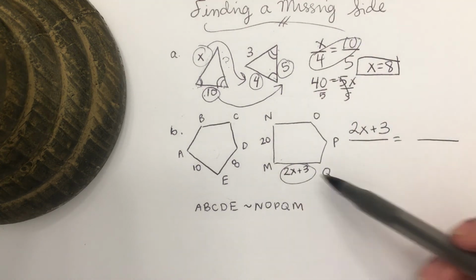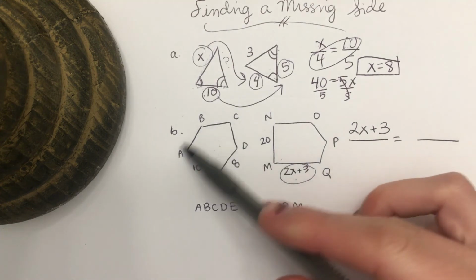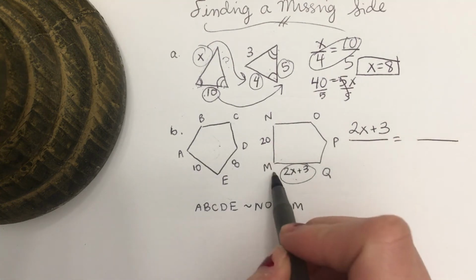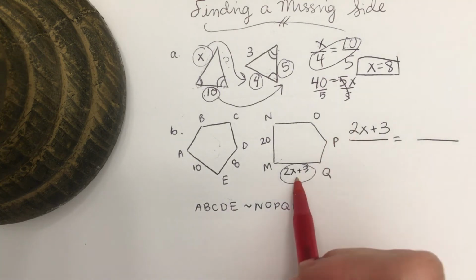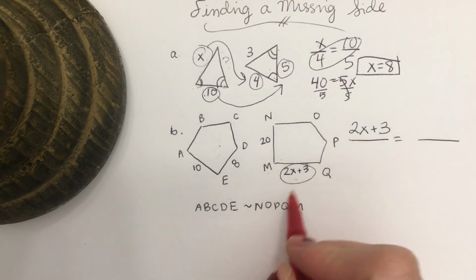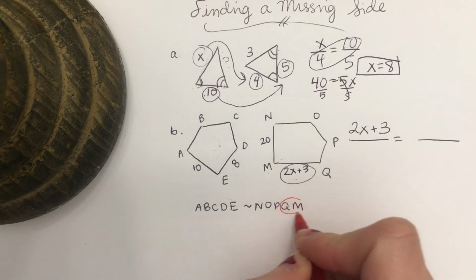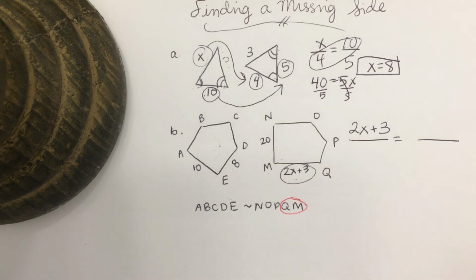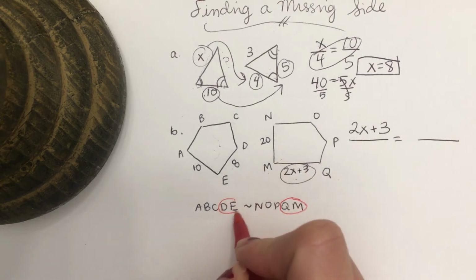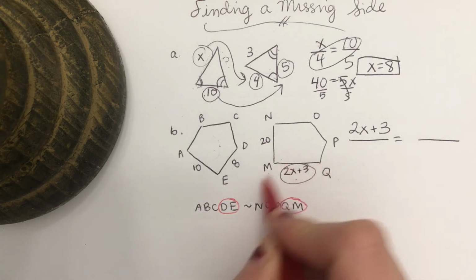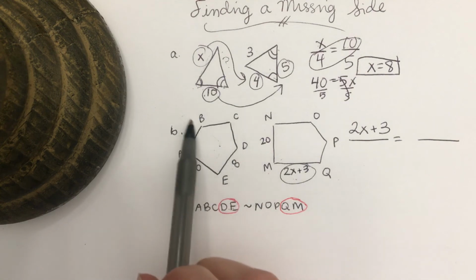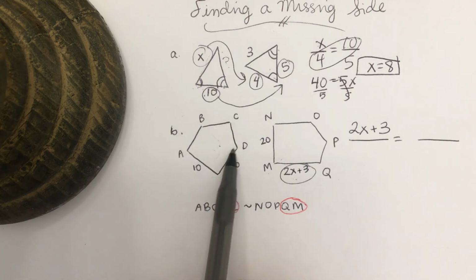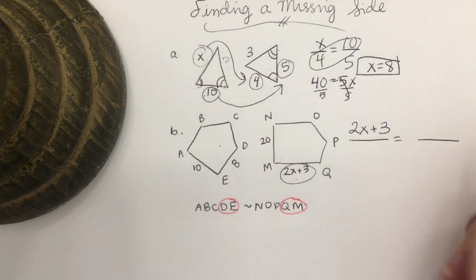So again, my goal is to see which side over here corresponds. So I'm going to use this time my similarity statement. So I'm going to take a look right here, and 2x is between M and Q. So M and Q are right here. They're the last two letters in my similarity statement. So what that means is that segment MQ is going to correspond with DE. So if I go up here to my other pentagon, I can find DE. And I see that that measure is 8, so it's going to correspond with 8.